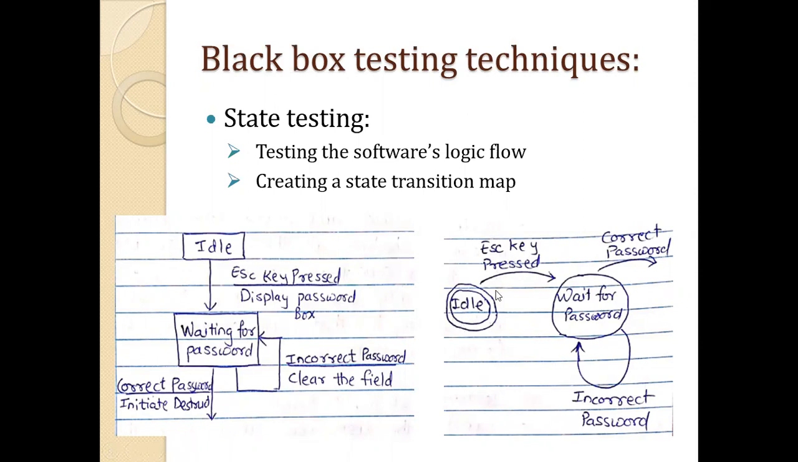And the second way is by using bubbles. So this idle state, then escape key pressed, wait for password. If it is incorrect, what to do? If it is correct, what to do? In that way. Okay, so bubbles and arrows will be used in this second example.